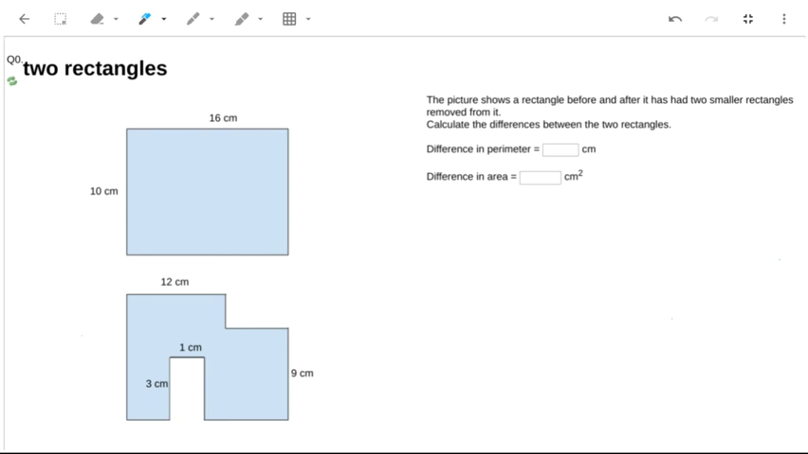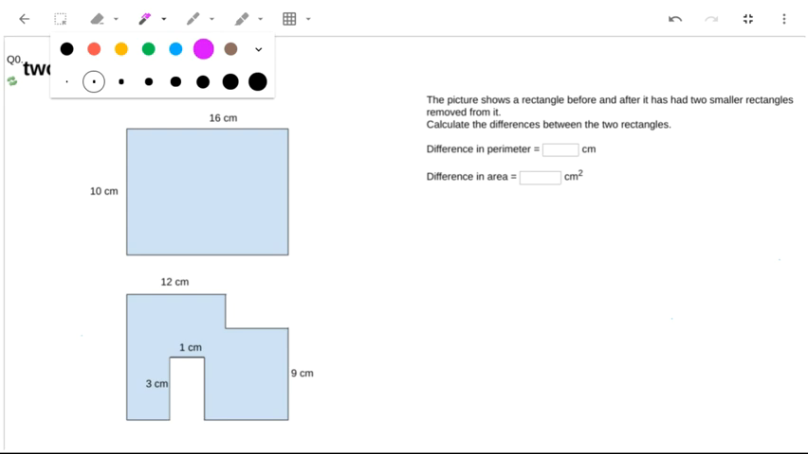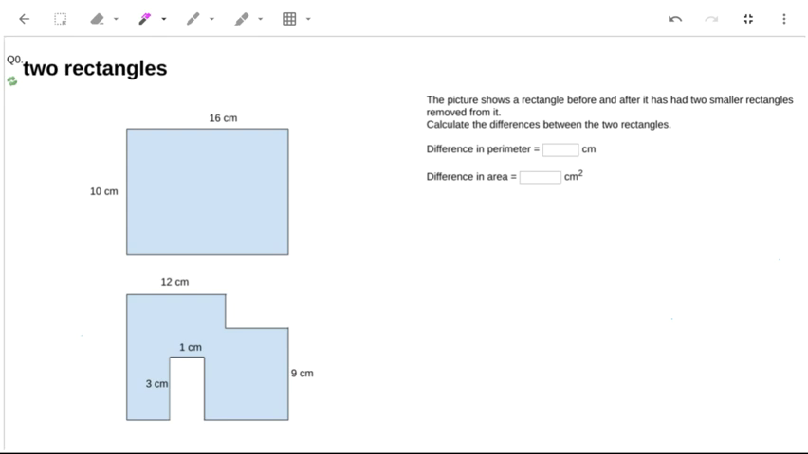So we've got a normal rectangle and then a rectangle with two pieces removed. And we want to know the difference in the perimeter and the area. Let's start with the area. That's probably the easiest one.